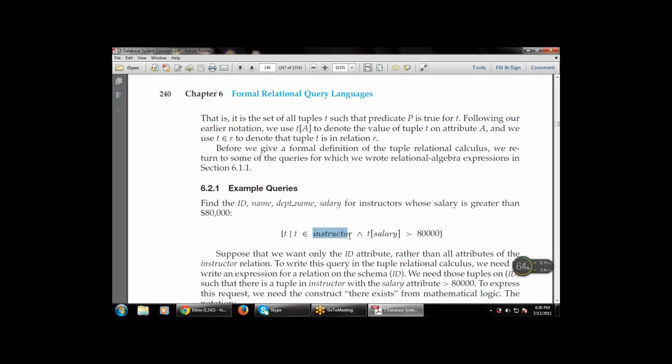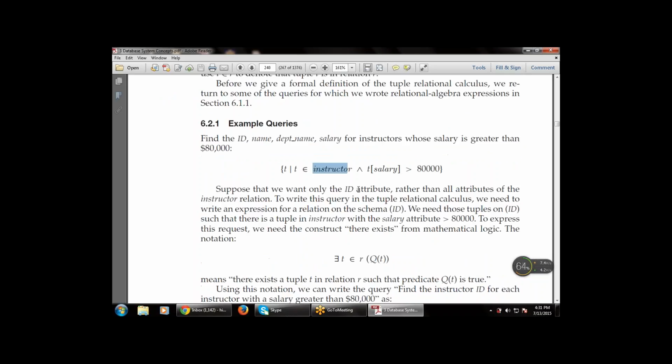We need those tuples on the ID such that there is a tuple in the instructor with a salary greater than 80,000. So what is the request, or the query, that is available? The "there exists" is also used. This is known as "there exists", that is, the tuple exists in the instructor.